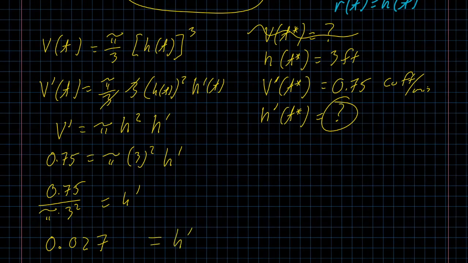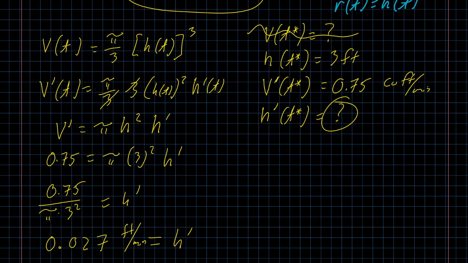And I left myself a little bit of space because going back and looking at my units, my height was in feet, my change in volume was cubic feet per minute. So it makes sense that the change in height is going to have units of feet per minute. If you want to, you can multiply through by 12 to change that from feet per minute to inches per minute. It's 0.3, about a third of an inch each minute.